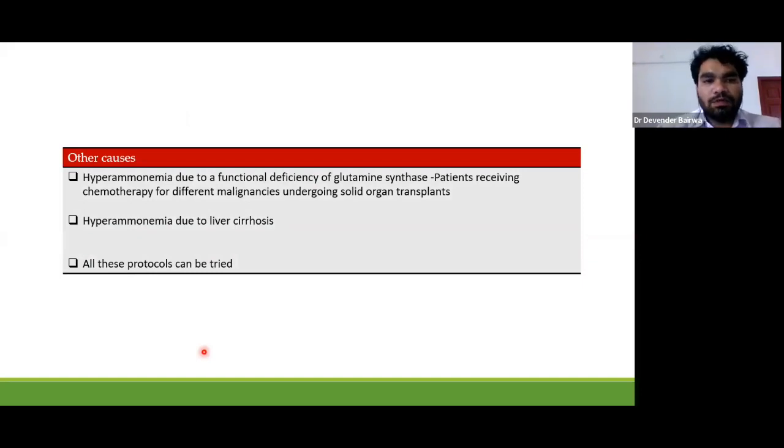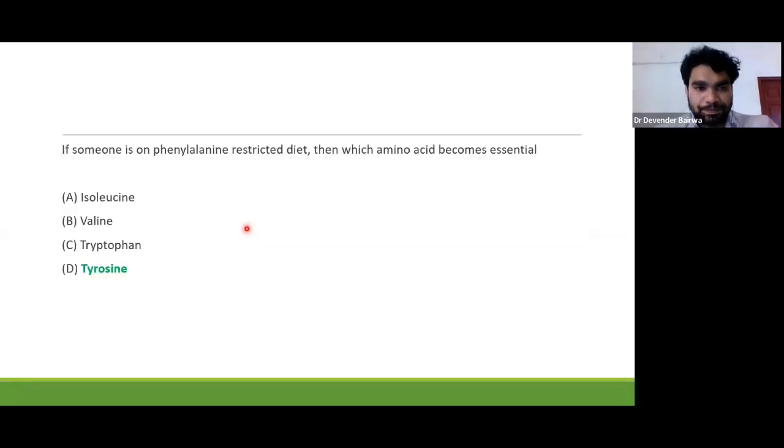So other causes of hyperammonemia: there can be hyperammonemia due to functional deficiency of glutamine synthase, which can happen. This glutamine synthase deficiency occurs in patients receiving chemotherapy for different malignancies and undergoing solid organ transplant. So many patients of chemotherapy and organ transplant can have hyperammonemia because of functional deficiency of glutamine synthase, or when the liver is cirrhotic, they can also have hyperammonemia. And for these two conditions also, all the protocols that we discussed in the last slide have been tried with some success.